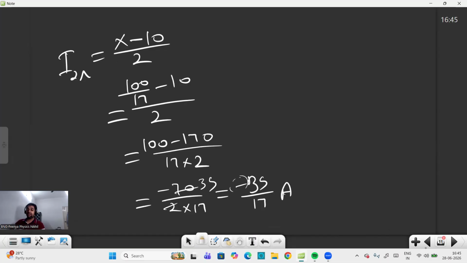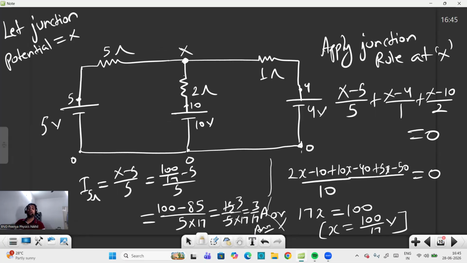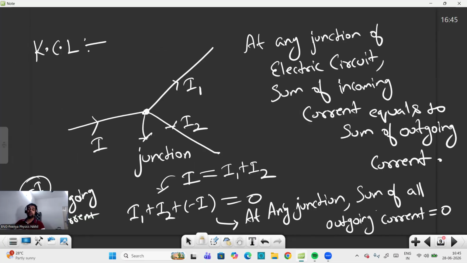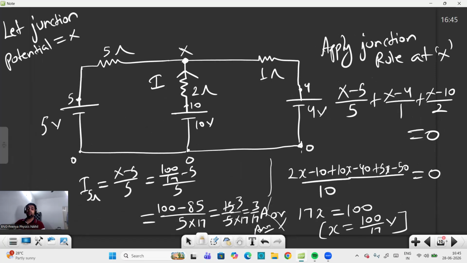What is the meaning of the minus sign? As I took here, all are outgoing currents, but that is not possible. All will not be outgoing current. It means here we will just change the direction. Here the current will come in; it will not go outside. So the magnitude will be the same, but the direction we change. I took this definition for our convenience. Later on, if in the branch we get a minus current, we just change the direction. So the current will be 35 by 17 ampere. Same way you can calculate for the 1 ohm resistor also.